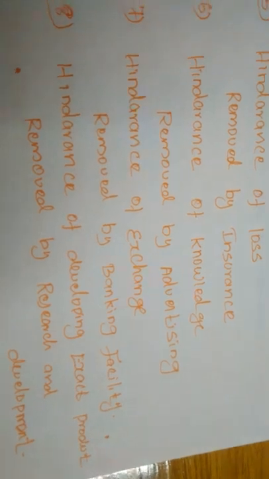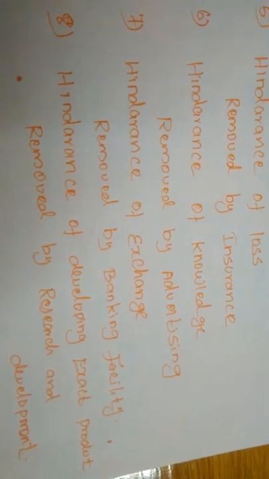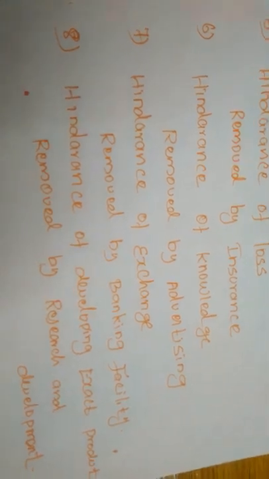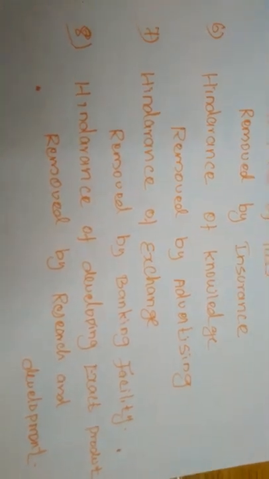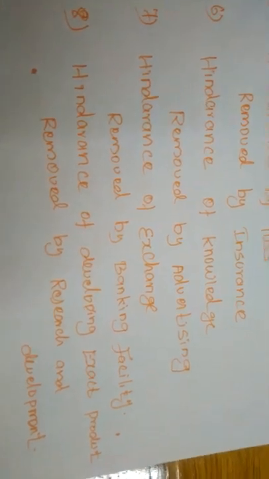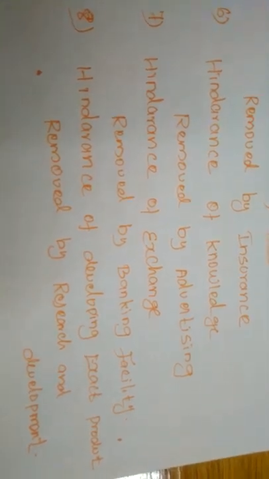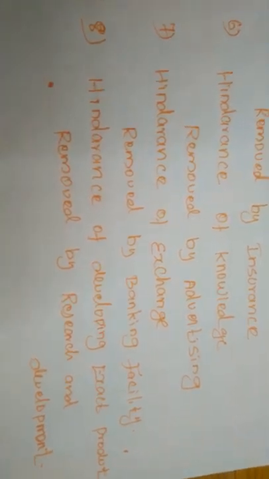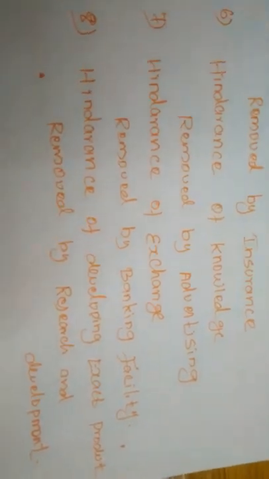Okay, a situation where a producer, a channel of distributor, or the consumer does not have the required amount is called hindrance of exchange or hindrance of finance. Okay, but this hindrance is removed by the banking sector. Even the banking sector will provide funds to the consumer, the broker, the channel of distributor, and even the producer for production. So without having the funds to consume or produce the commodity is called hindrance of finance or exchange. Okay, but this hindrance is removed by banking facilities.